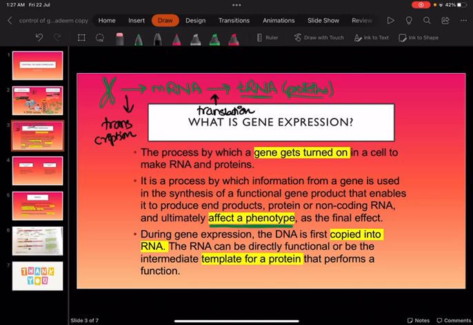Right? So you can understand it from this paragraph. During gene expression, the DNA is first copied into RNA, the mRNA. The RNA can be directly functional, the mRNA can directly produce its effects, or it can be the intermediate template for a protein that performs the function. Then the mRNA would form the tRNA, and the tRNA is going to form the protein. So in the case of protein formation, it would just act as a template so that the protein can be formed in the right sequence, with the right amino acids.